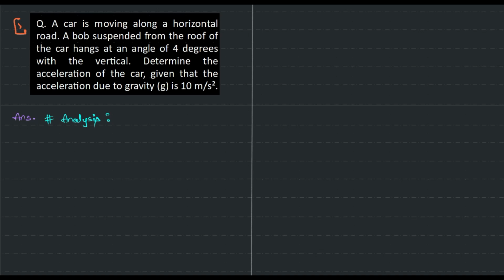A car is moving along a horizontal road. A bob suspended from the roof of the car hangs at an angle of 4 degree with the vertical. Determine the acceleration of the car given that the acceleration due to gravity is 10 meter per second square.